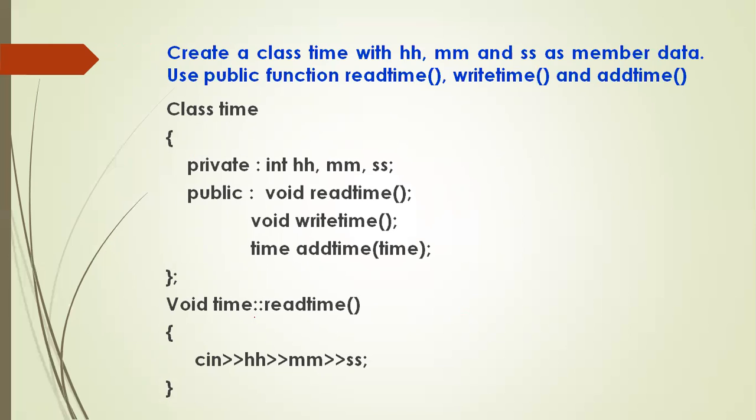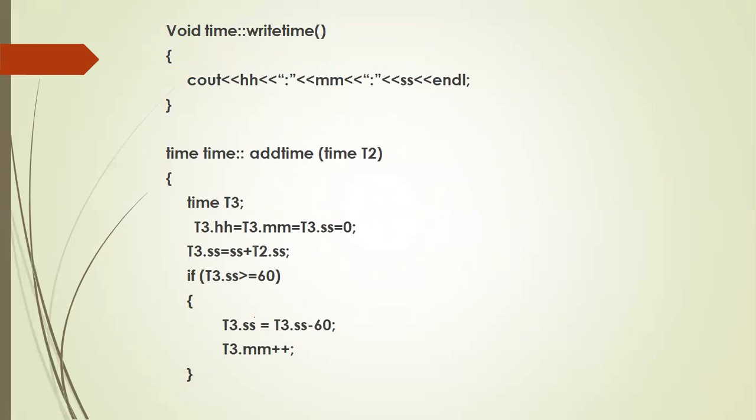No need to explain. Read time and write time, they are one and the same. Next, add time. Return type is time. The class to which the function belongs is time only. Add time, inside the bracket, I have taken T2. That means I'm calling the add time function with T1 here. Since the return type is there, the return type is T3. So Time T3.